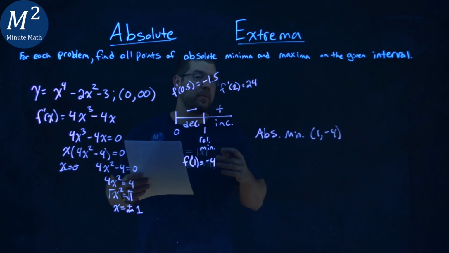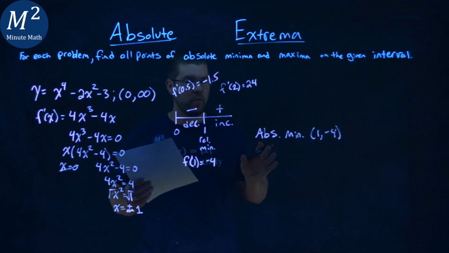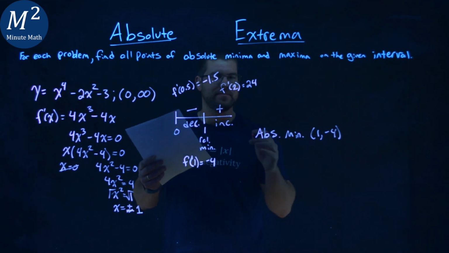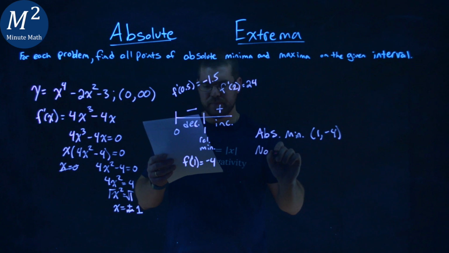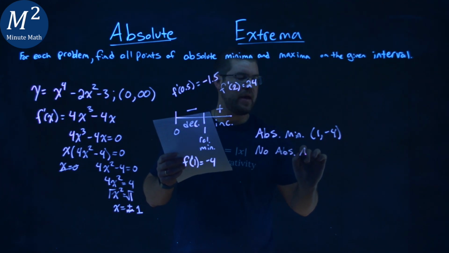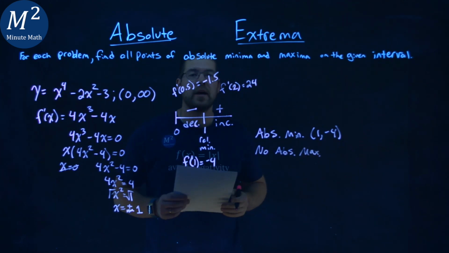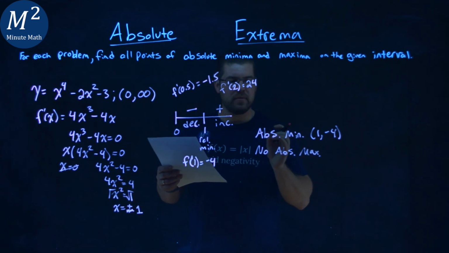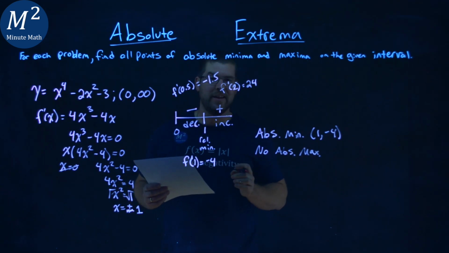And as far as absolute maxima, we actually don't have one because it's going up to positive infinity forever. We can't really hit that value or state it. So we have no absolute max. So again, my final answer here is absolute minimum of 1 comma negative 4, and an absolute maximum, well, we don't have any there.